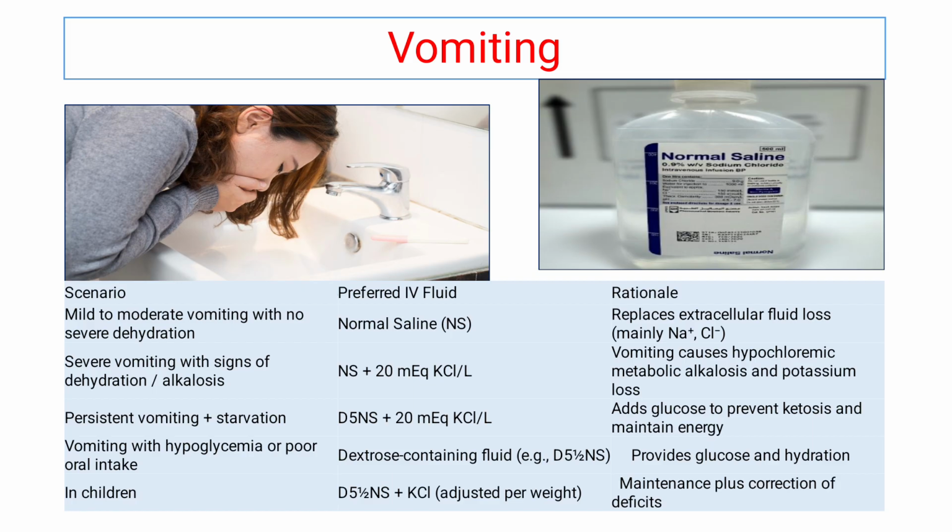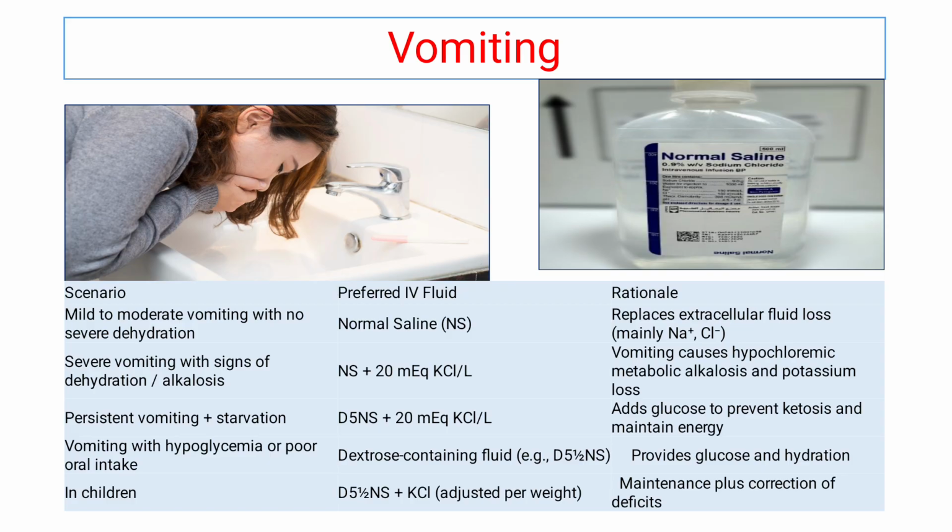When the patient has severe vomiting with signs of dehydration or alkalosis, we can add potassium chloride in normal saline because vomiting causes hypochloremic metabolic alkalosis and potassium loss, so we have to supplement normal saline with potassium chloride.